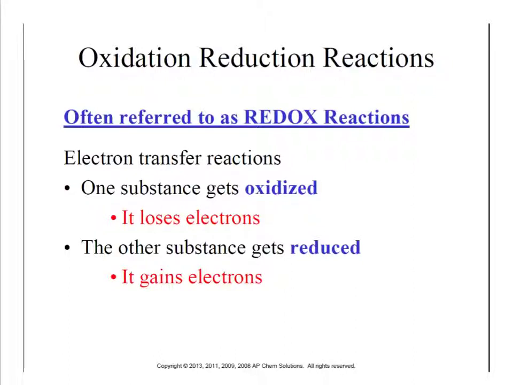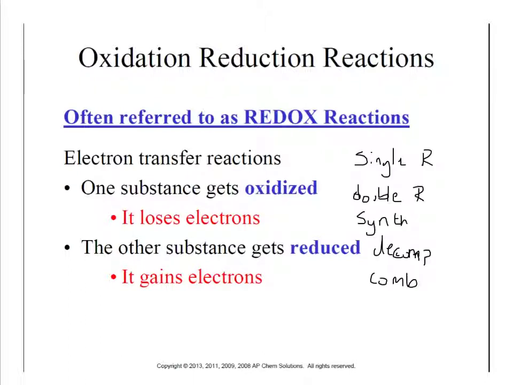Alright, now it's time to talk about oxidation reduction reactions, or as the cool kids like to say, redox reactions. So the types of reactions that you're probably familiar with are single replacement, double replacement, synthesis, decomposition, and combustion. A redox reaction is not in addition to those five, so it's not the sixth type of reaction. Rather, a redox reaction is just something that these fit into. So all of those reactions can either be redox or non-redox.